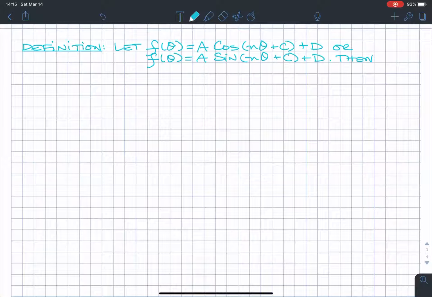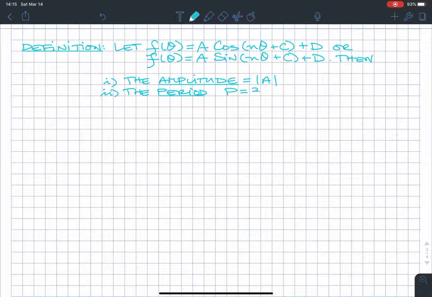Then, number 1, the amplitude. Of course, we know this, but it's always good to refresh. So the amplitude will be the absolute value of the coefficient. Remember, it's distance. So let me underline amplitude. The period, which we're calling capital P, is 2 pi divided by the absolute value of n.